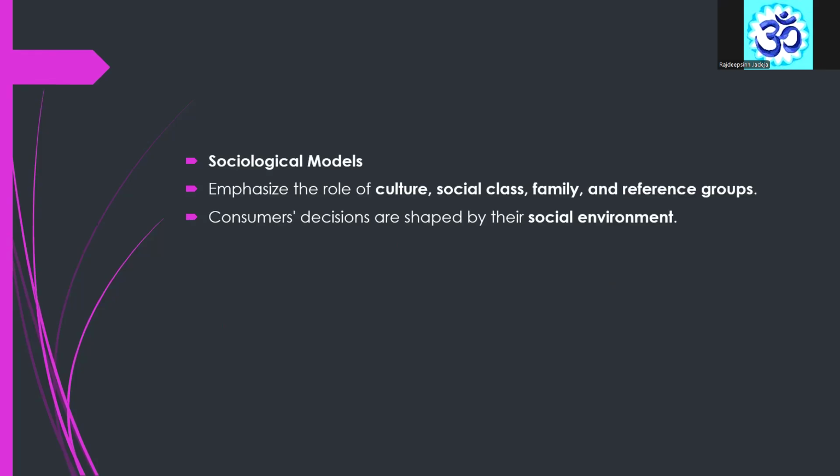Then sociological models, which emphasize the role of culture, social class, family, and reference groups. Consumers' decisions are shaped by their social environment. So this is also a very important factor in determining consumer behavior: the society in which we are living, the culture around us, the social class to which we belong, our family, and our reference group.